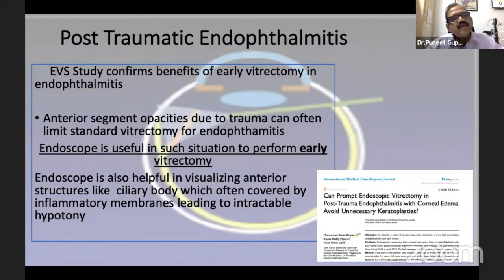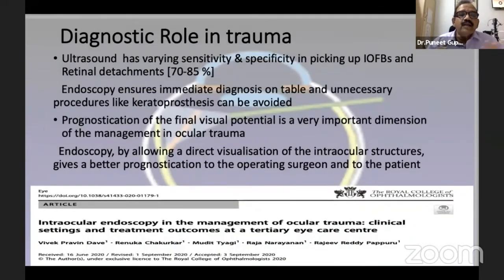we all know that the EVS study has confirmed the benefits of early vitrectomy in endophthalmitis. Anterior segment opacities due to trauma can often limit the standard vitrectomy for endophthalmitis in ocular trauma patients. Endoscope is useful in such a situation to perform early vitrectomy. Endoscope is also helpful in visualizing anterior structures like the ciliary body, which often is covered by inflammatory membranes, and that leads to intractable hypotony in these ocular trauma patients who have traumatic endophthalmitis.